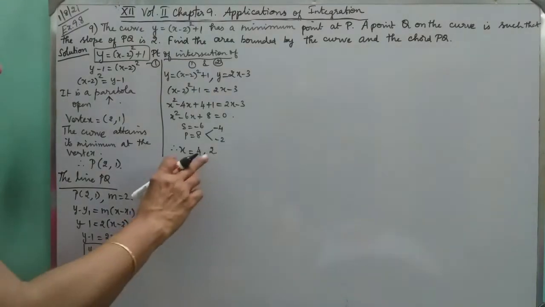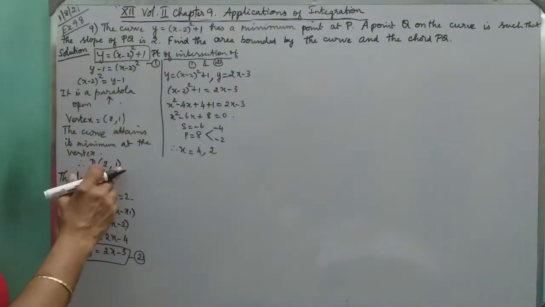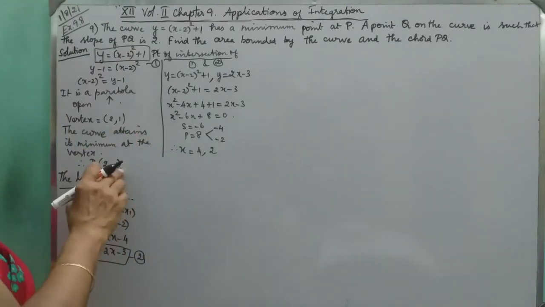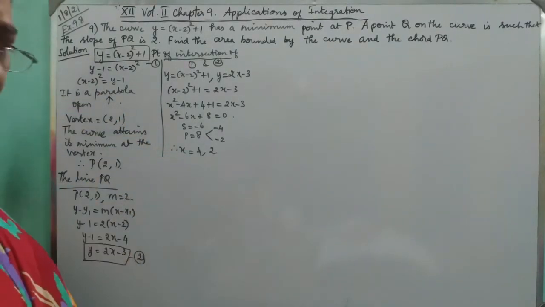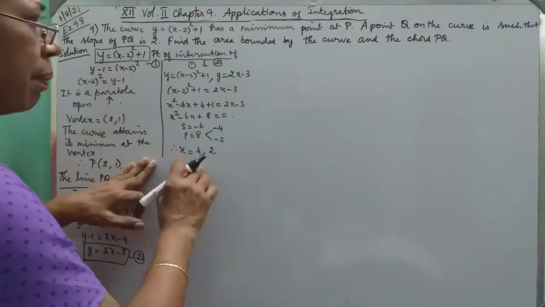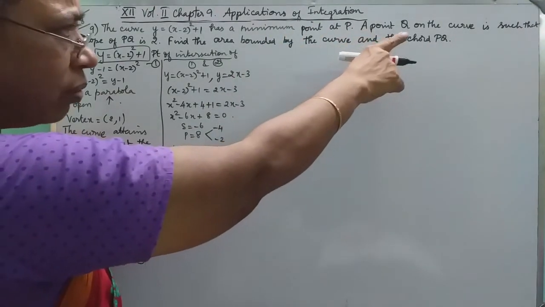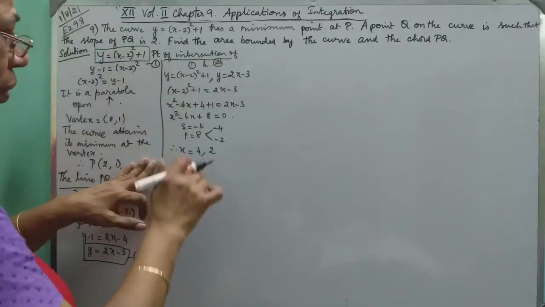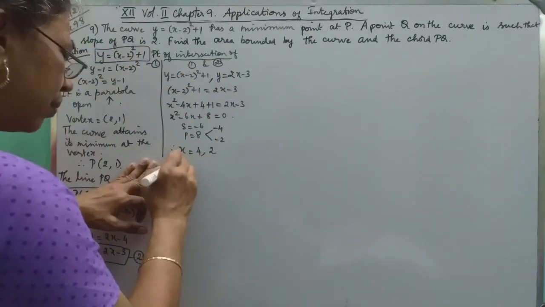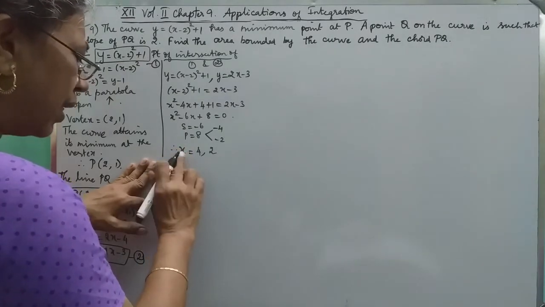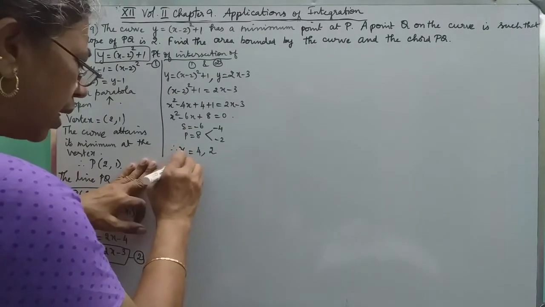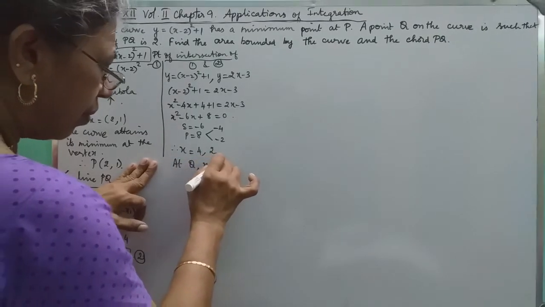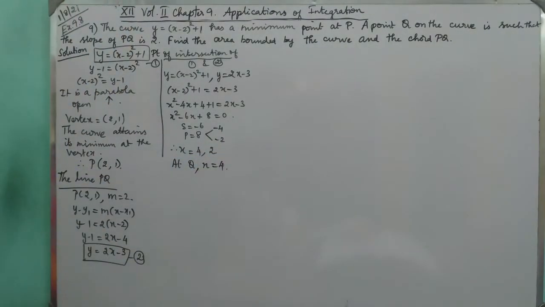What about this x is equal to 2? At x is equal to 2, we have the point P. Already we know that point P is lying on the parabola as well as the line. So definitely the point Q is the point on the curve such that the slope of PQ is 2. We have written it, no, this 4 is nothing but Q. So at Q, your x will be 4.